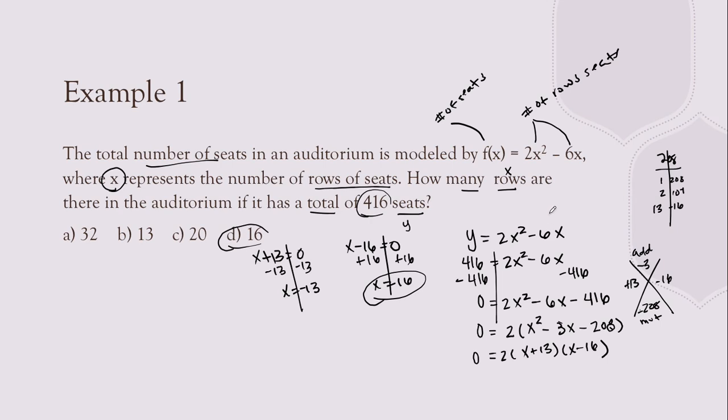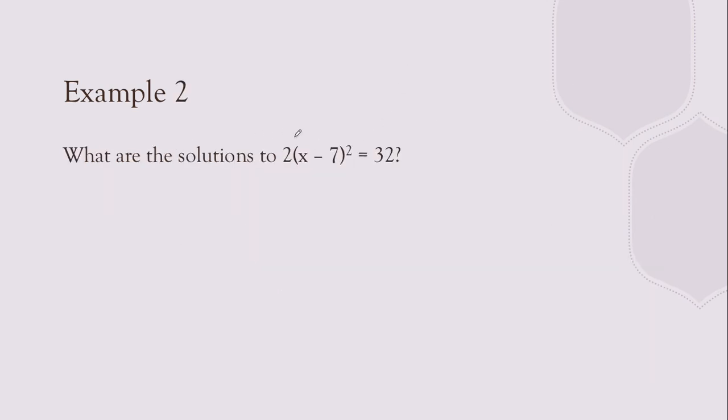All right, let's try another one. What are the solutions to 2 times x minus 7 squared equals 32? Okay, well this looks a little different. Because I have parentheses, I have squared, not on the first a, it's not an ax squared plus bx plus c form, right? So it looks a little more confusing. But I can go ahead and simplify this.